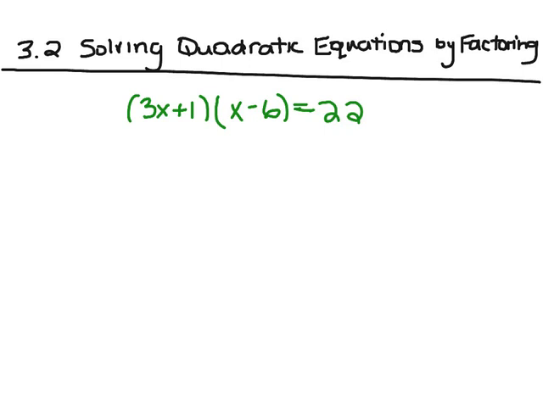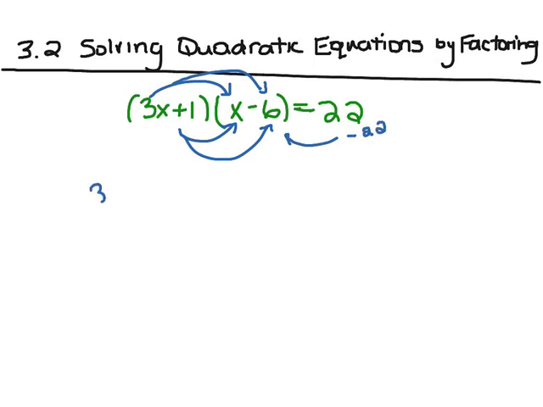So for the next example, the first question you have to ask yourself is, does this equal 0? If it doesn't, you have to manipulate your equation so that it does. Does this one equal 0? No, it equals 22. So we're going to have to FOIL out these brackets and move the 22 to the other side. So we're going to have to subtract 22.